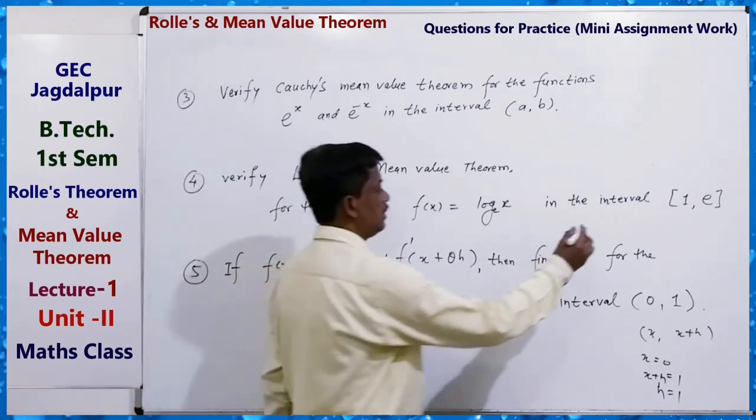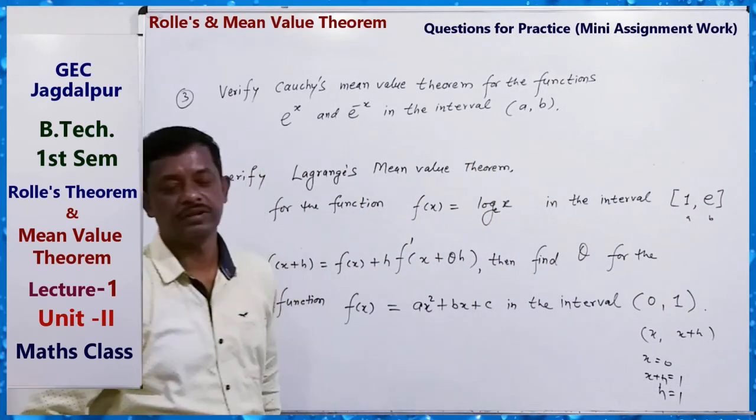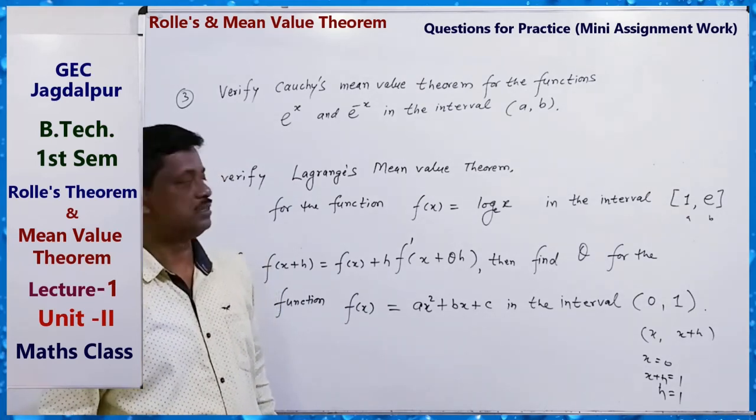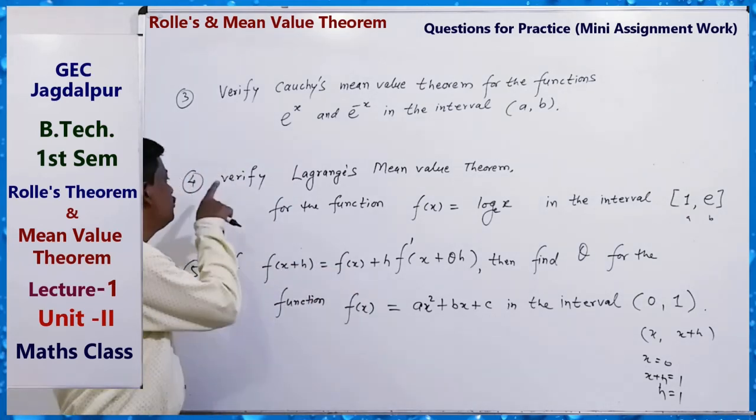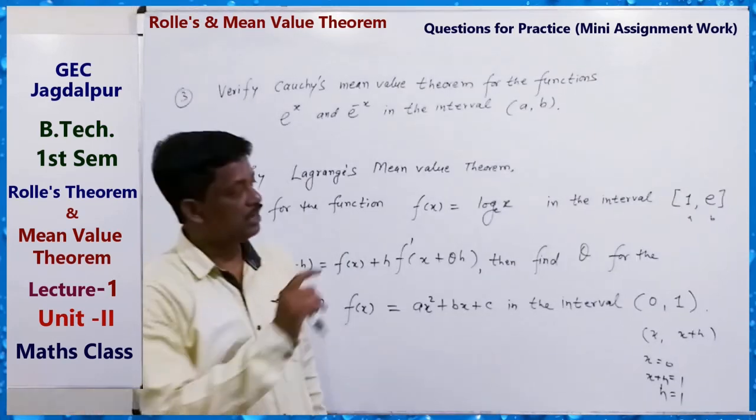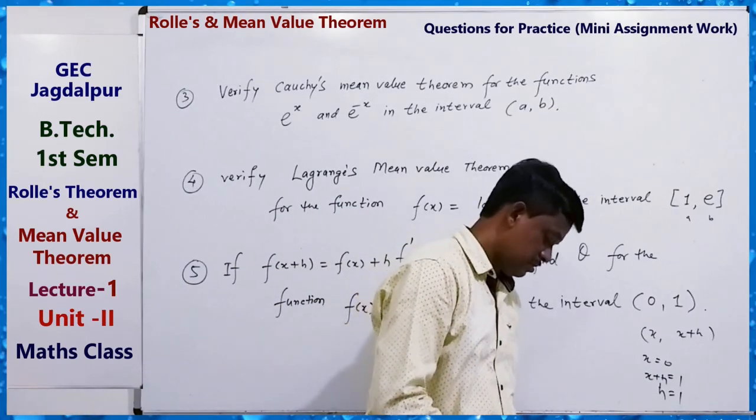Here this is a and this is b. Just use Lagrange mean value theorem: (f(b) minus f(a)) upon (b minus a) equals f dash c. Just find the value of c. You just have to verify that c belongs to 1 and e. 1 and e means 2.71 something.